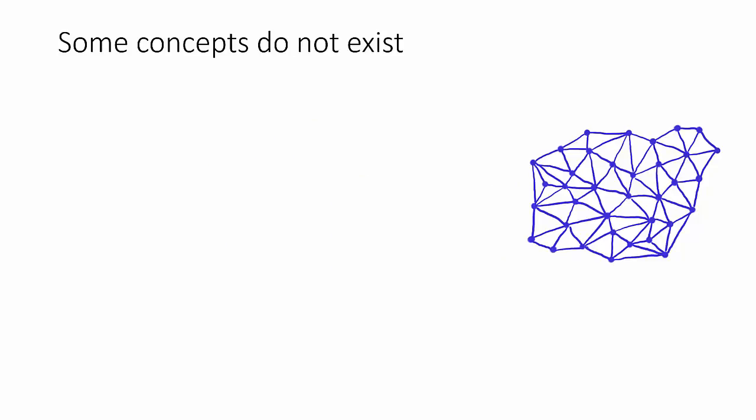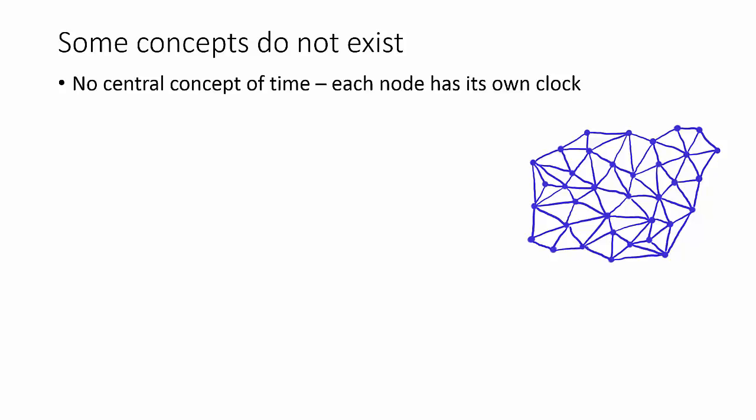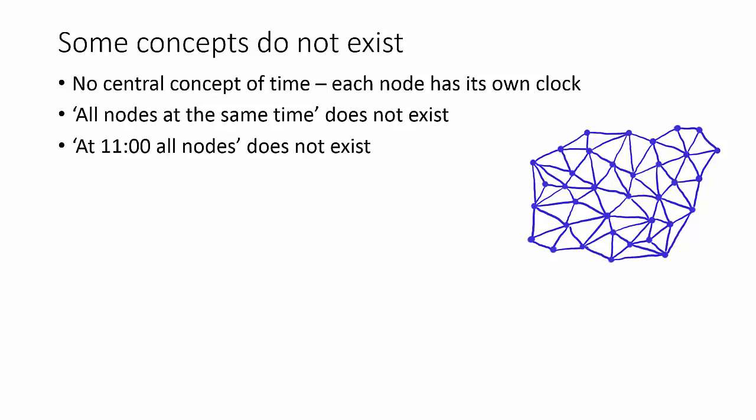In this distributed network, some concepts we take for granted do not exist. There is no central concept of time. Each node has its own clock. This also means that all nodes at the same time is not a concept that is present in a distributed network. Or a simultaneous operation, like at 11 all nodes will perform an operation, does not exist.